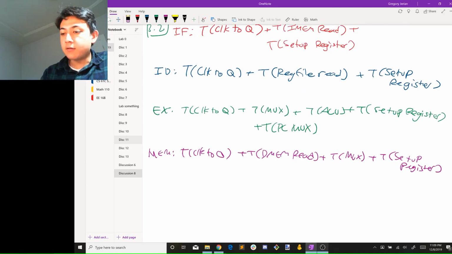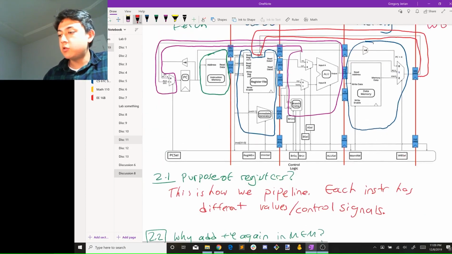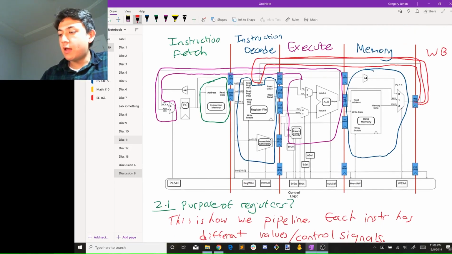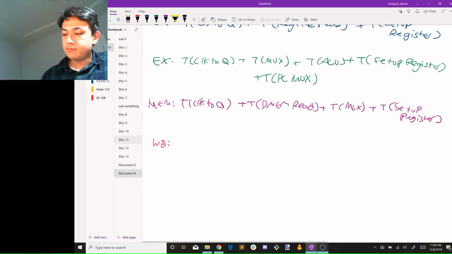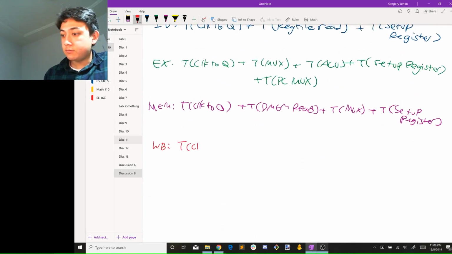Okay, and finally, the write back phase. The write back phase, we just read from this register and then we write to the register file. So that's no big deal. Now we do a reg file setup instead of a register setup.